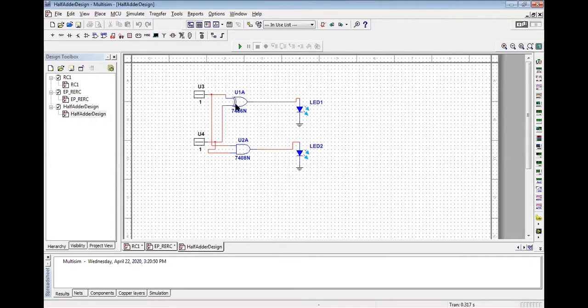Here, this is your XOR gate 7486, because this is the predefined circuit of a half adder. This is the logic gate circuit of the AND gate. These are the two input pins. One pin I am going to apply at one input of the XOR gate, and the same pin I am going to apply at one input of the AND gate. This pin I am going to apply at the other input of the XOR gate, and the same input goes to the other input of the AND gate. So this is the XOR gate, this is the AND gate, and the output of each I have connected to an LED which is grounded.